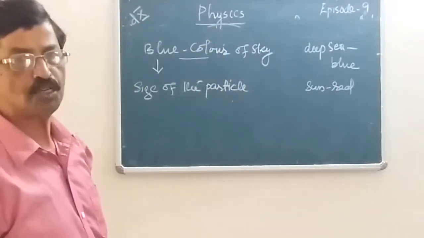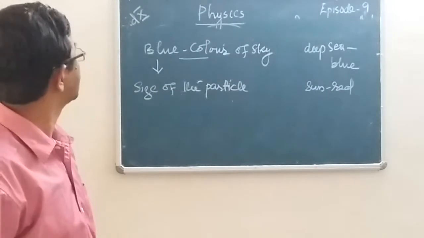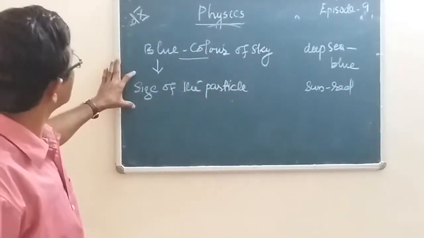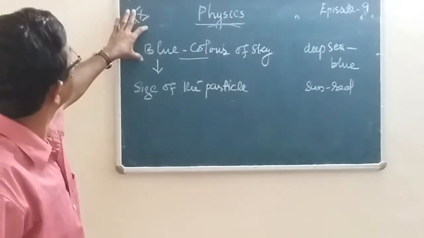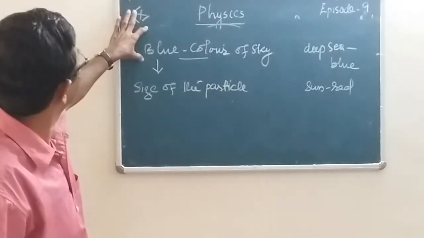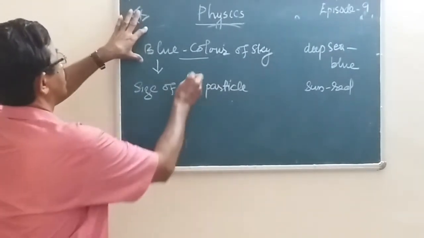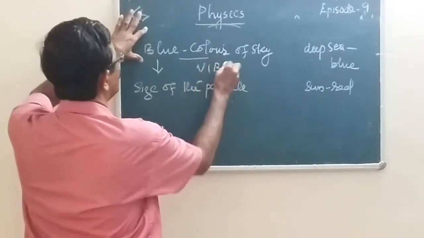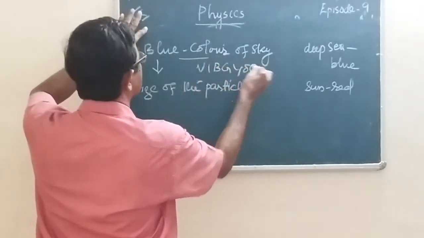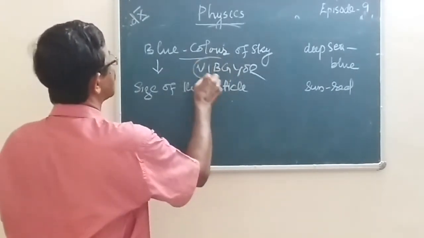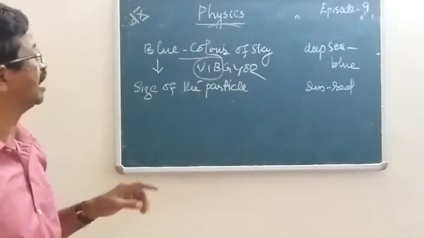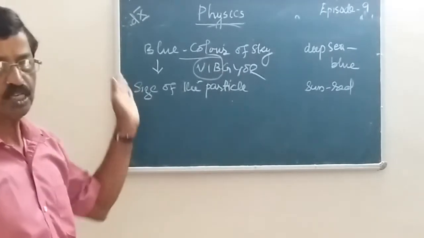Scattering and the size of the particles are related. When the size of the particle is smaller, then shorter wavelength light such as blue is scattered more. You know the colors: violet, indigo, blue, green, yellow, orange, red. The shorter wavelength region is violet, indigo, blue.